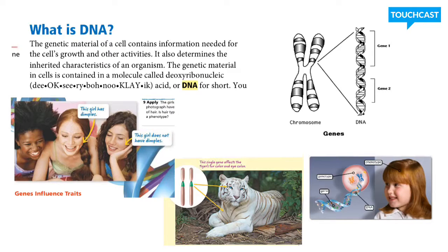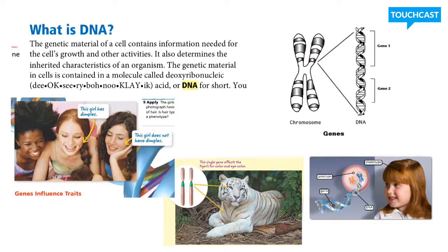So what exactly is DNA? Well, that's that genetic material of a cell that contains information needed for the cell's growth and other activities. It also determines the inherited characteristics, those traits of an organism. The genetic material in cells is contained in a molecule called deoxyribonucleic acid, or DNA for short.